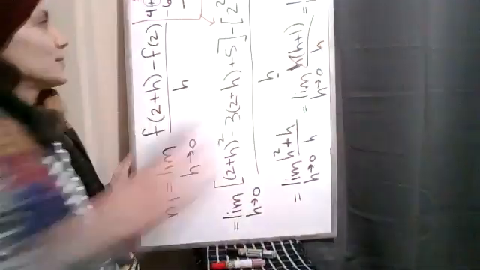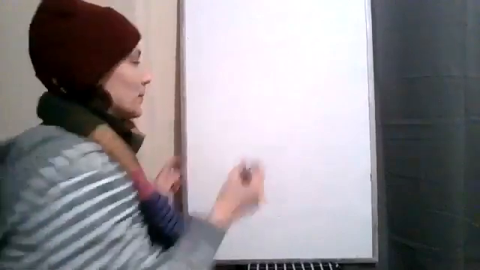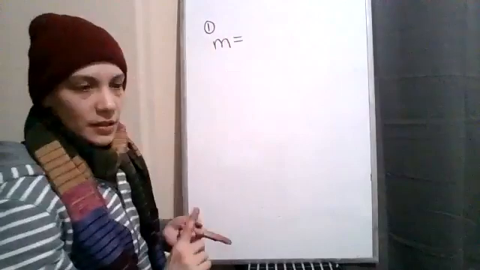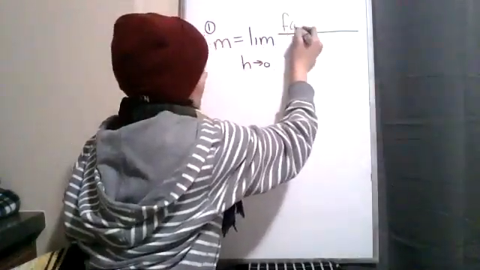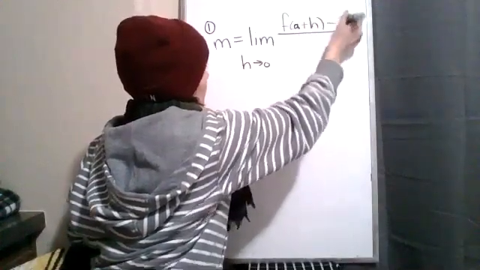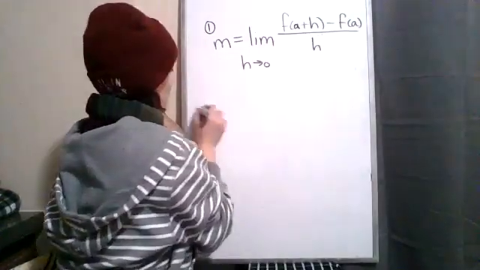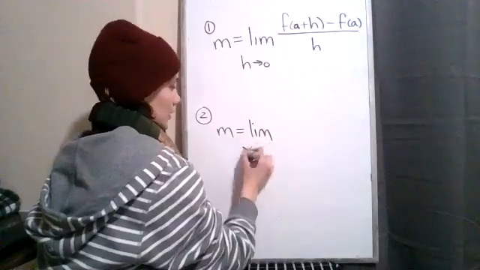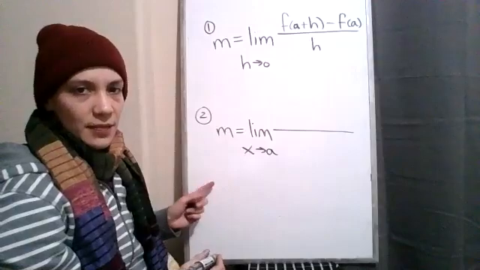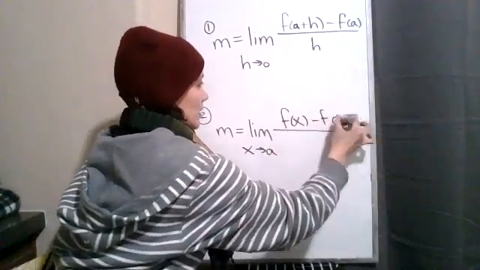All right, let's go back. Okay, so here we are. Just a reminder, to find the slope of a tangent line, you can do the limit as h goes to 0 of f of a plus h subtract f of a over h. Or take the limit as x goes to a of f of x minus f of a over x minus a.